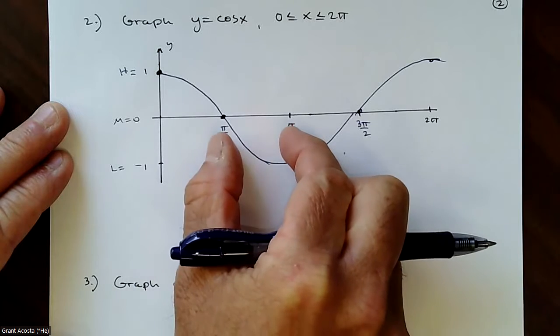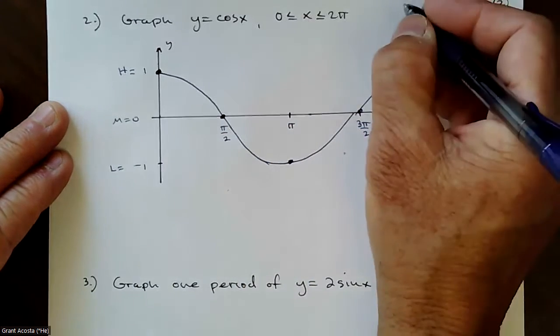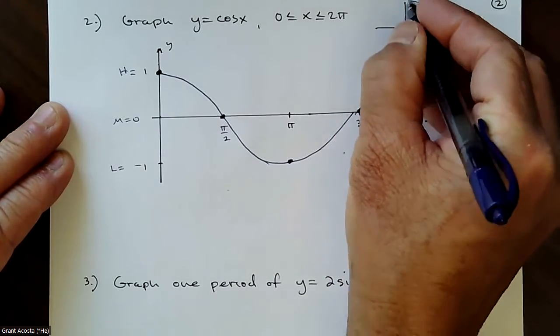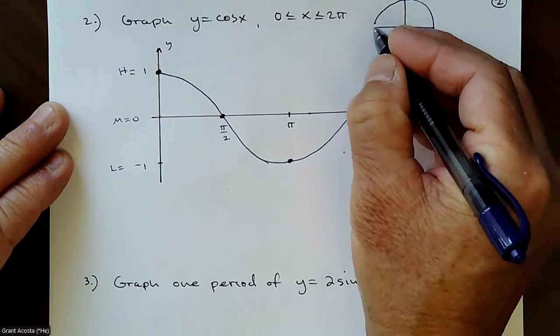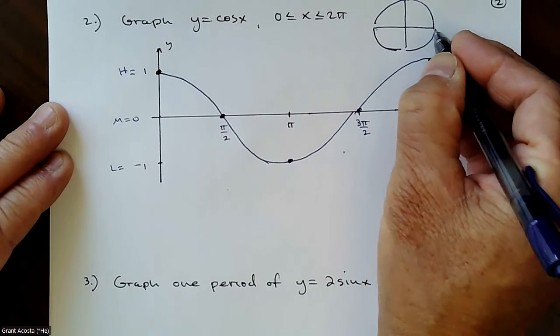0 to pi over 2, pi over 2 to pi, pi to 3 pi over 2, 3 pi over 2 to 2 pi, which is kind of like the 4 quadrants on the circle, from 0 to pi over 2, pi over 2 to pi, pi to 3 pi over 2, and then 3 pi over 2 to 2 pi.